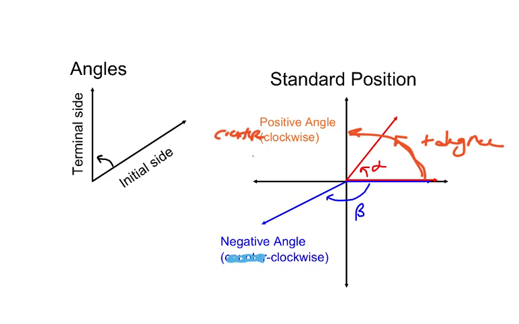We have things called initial sides and terminal sides. This one is usually the 0 degree side, your initial side, or your x-axis. And then the terminal side is kind of where the angle stops. So when we're trying to form a triangle, for instance, it would be that hypotenuse. Alright.